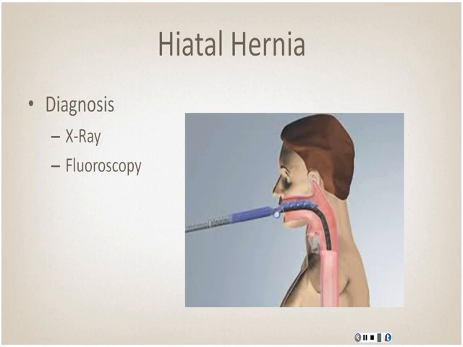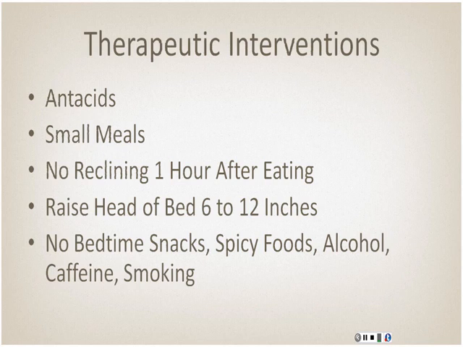Hiatal hernias occur most often in women, in those over 60, and in obese or pregnant people. If the hernia is small, it may not produce any discomfort, but if it is large, it can cause pain, heartburn, or the feeling of fullness and reflux. Diagnosis can be done with x-rays, and fluoroscopy is also used to diagnose hiatal hernias.